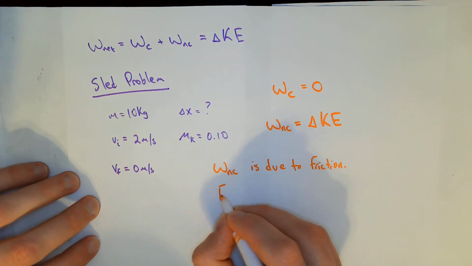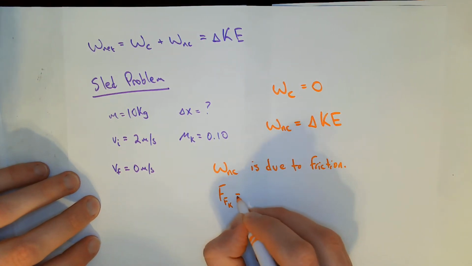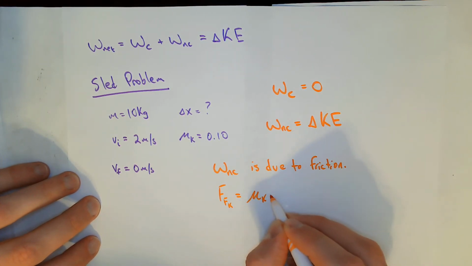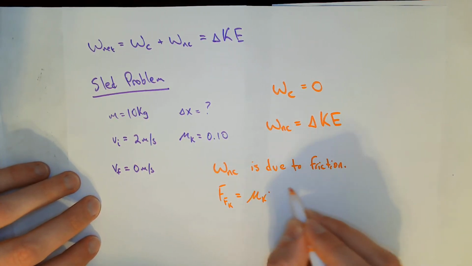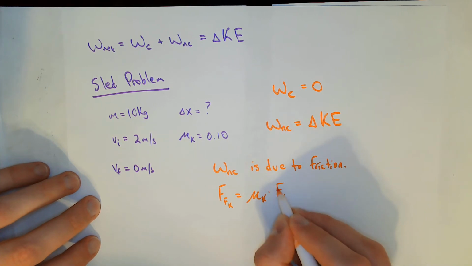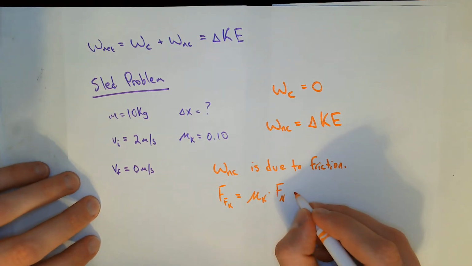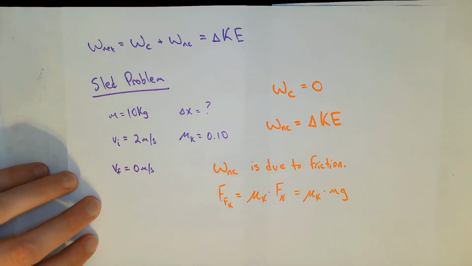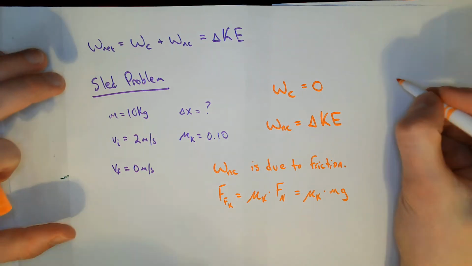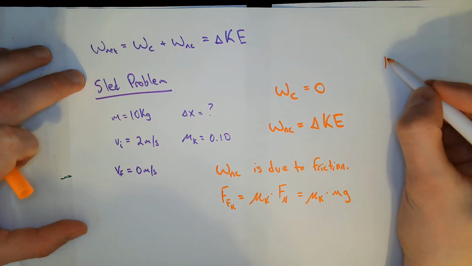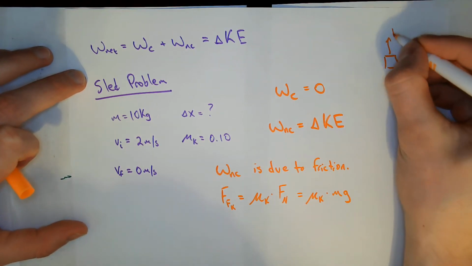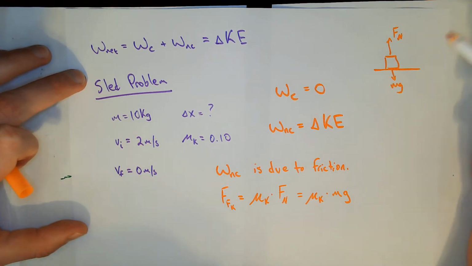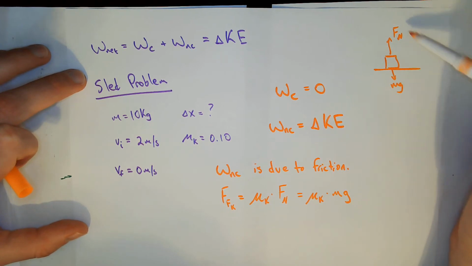I know that my friction force, F sub K, for my kinetic friction force, is equal to mu sub K times my normal force. But in this case, my normal force is just mg, right? Because I could set up the force diagram to show that, but we've seen that a few times. If the thing is not accelerating in the vertical direction and it's laying on a level surface, then these two forces are equal to each other.